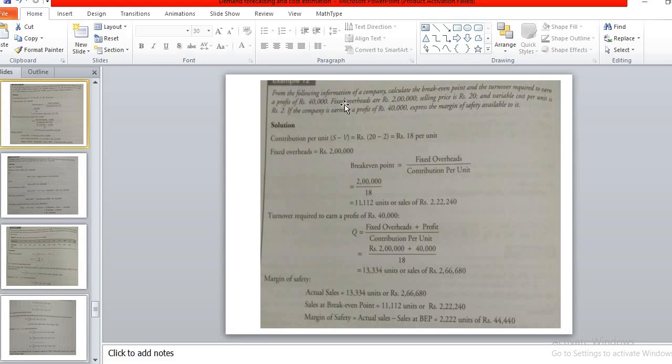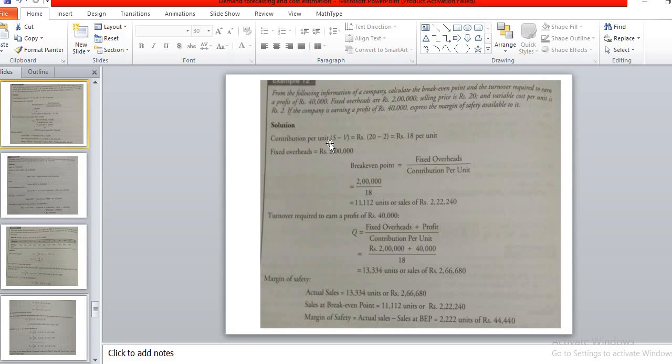In this example, the company calculates the break-even point and the turnover required to earn a profit of rupees 40,000, with fixed overhead of 2 lakh, selling price of rupees 20, and variable cost per unit of rupees 2. And if the company is earning a profit of rupees 40,000, find out the margin of safety.